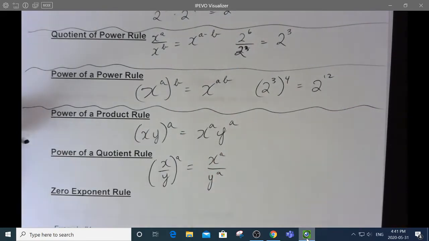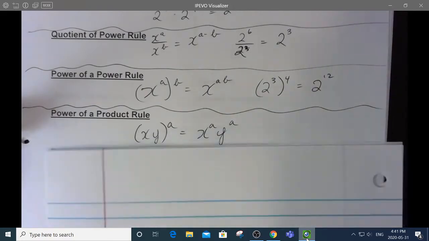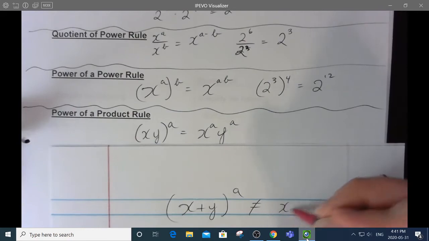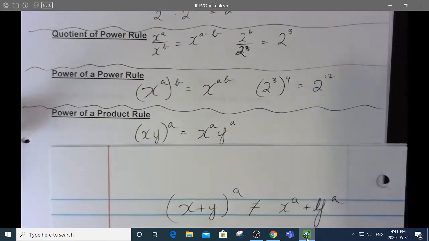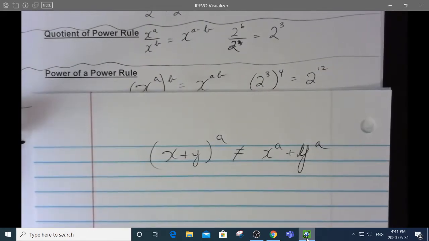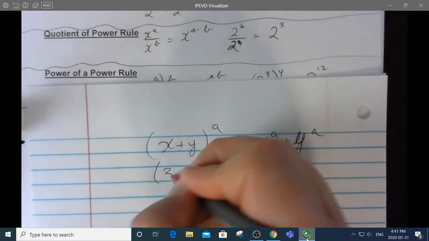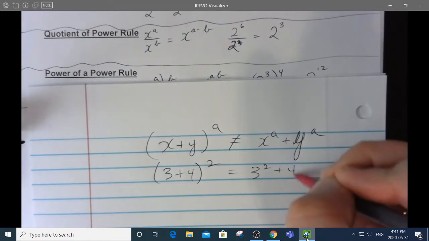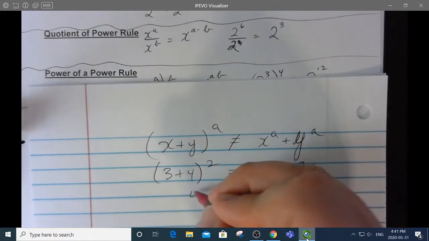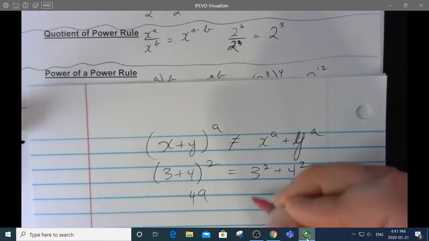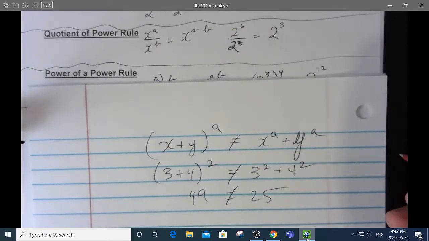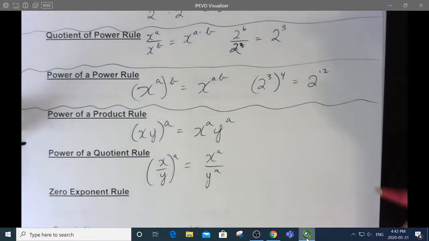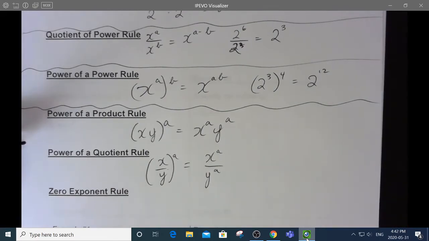Make sure you understand that it is completely illegal to distribute a power into a sum. That is not true, right? We talked about this. I can show you for a fact it's not true. Suppose I had 3 plus 4 squared. Is that the same as 3 squared plus 4 squared? Heck no. That's 7 squared, which is 49. That's 9 plus 16, which is 25. Those are not at all the same. You can distribute exponents into products and into quotients, but not into sums or differences.